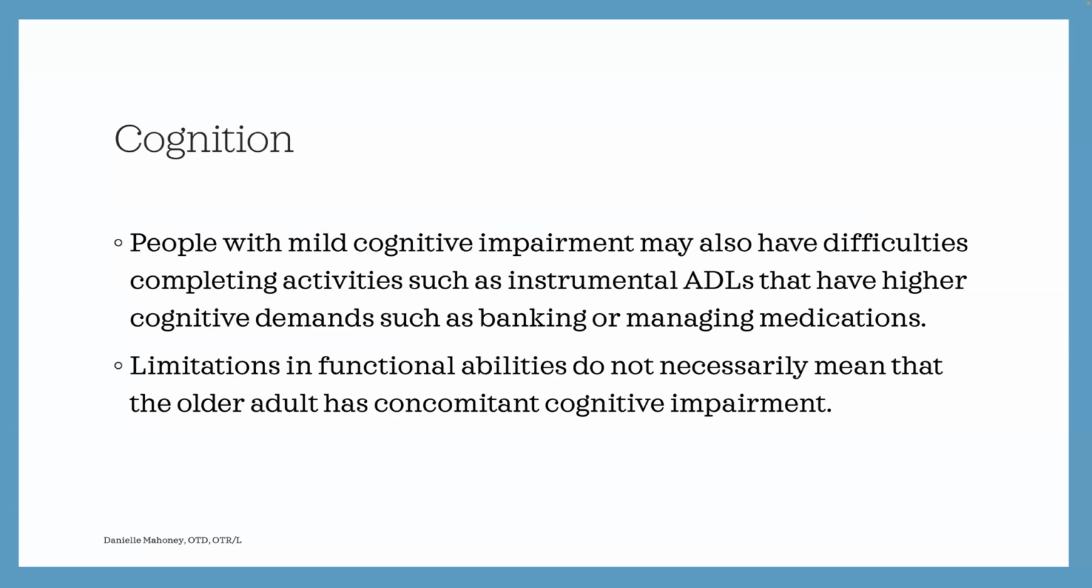Cognition. People with mild cognitive impairments may also have difficulties completing activities such as IADLs that have higher cognitive demand, such as banking or managing medications. Limitations in functional abilities do not necessarily mean that an older adult has a concomitant cognitive impairment. It is so important that when you are performing an assessment, you know why the person might be presenting in a specific way.